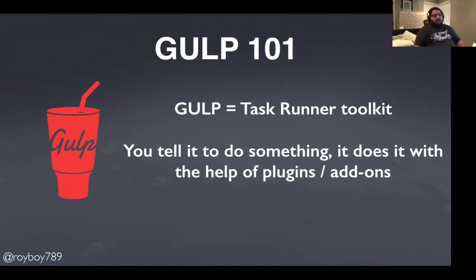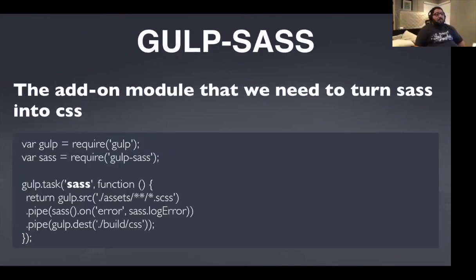Now for Gulp, the way it works is you define a task, and then you tell it what that task does. And then once you define that, in the command line you can actually run just that task. So Gulp is actually in JavaScript. Just to give you an example, once you have Gulp installed into your project, you add on a module called Gulp SASS. And then this is the JavaScript that you're going to run, or that gets written.